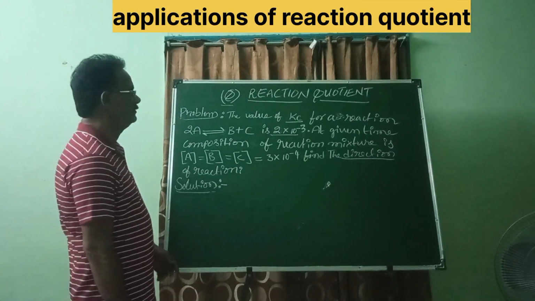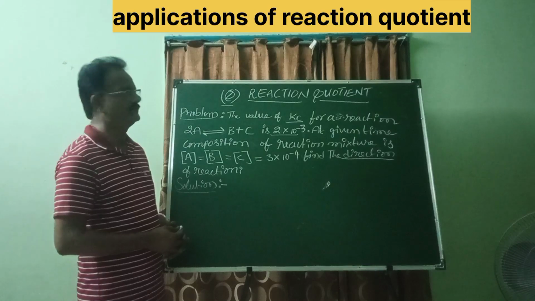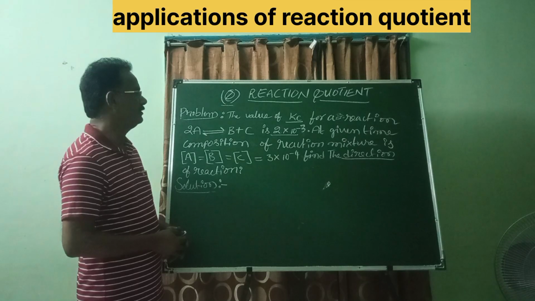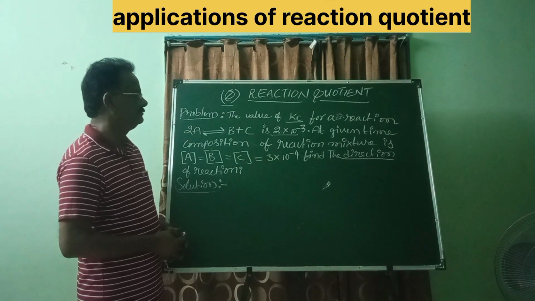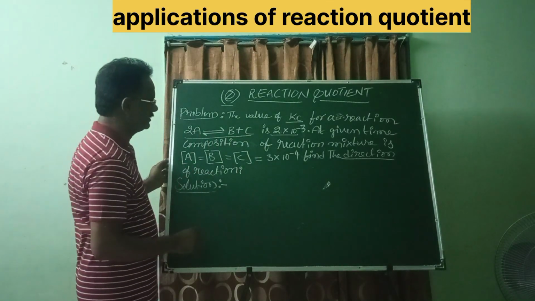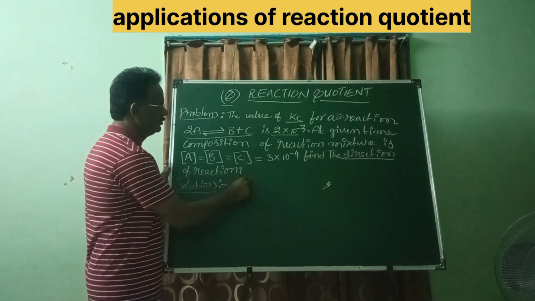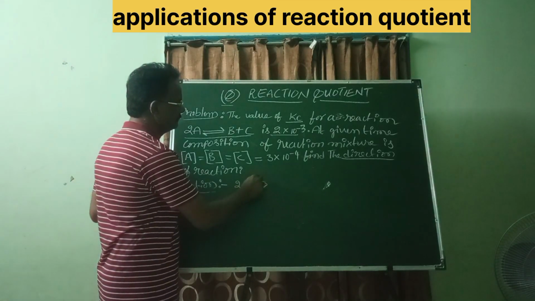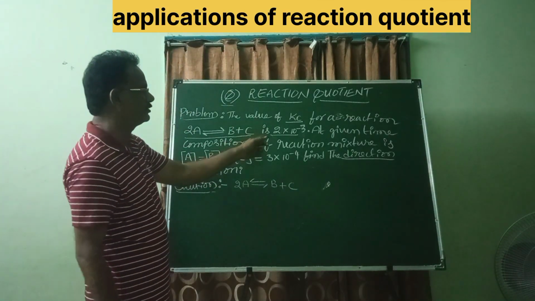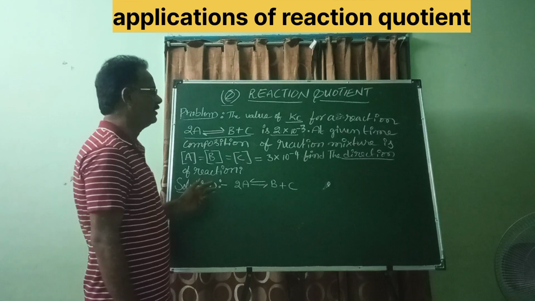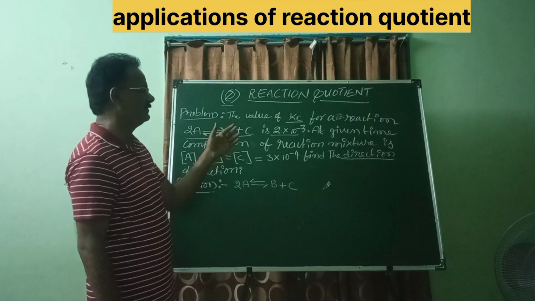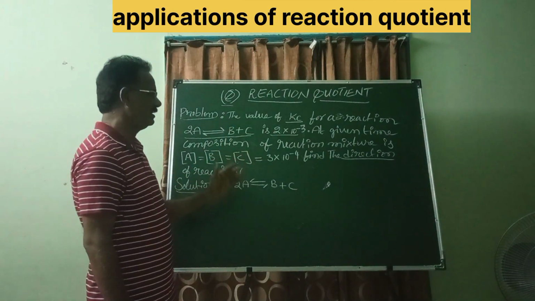Let us see a model problem based on the relation between reaction quotient and equilibrium constant. The problem is: the value of Kc for a reaction 2A gives rise to B plus C is 2 into 10 power minus 3. Here in the problem, they have given the value of Kc. Kc for this reaction is 2 into 10 power minus 3.